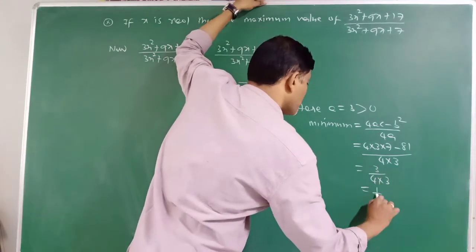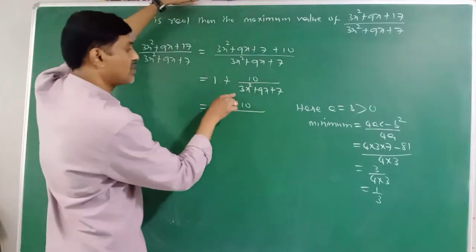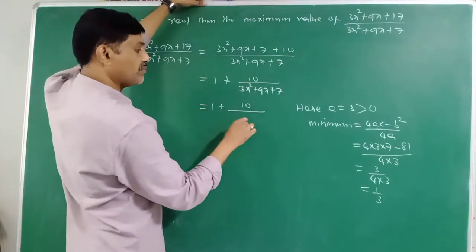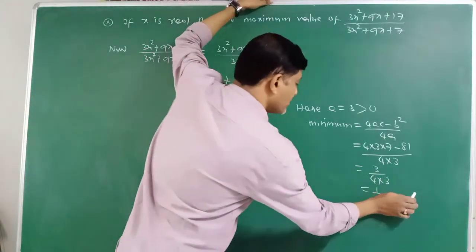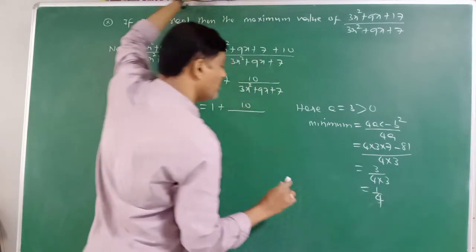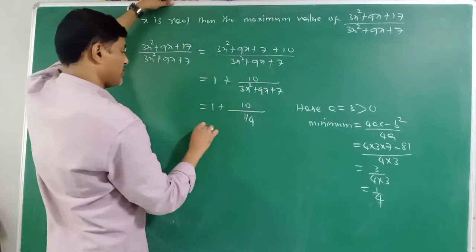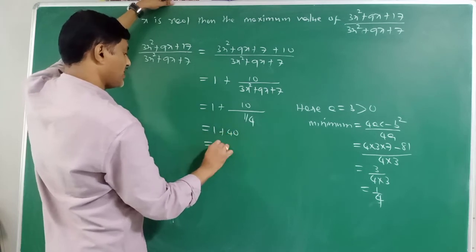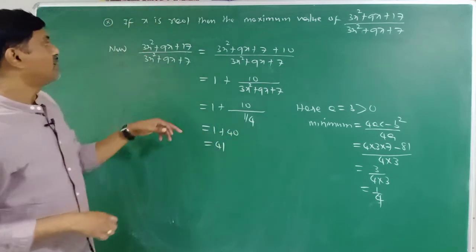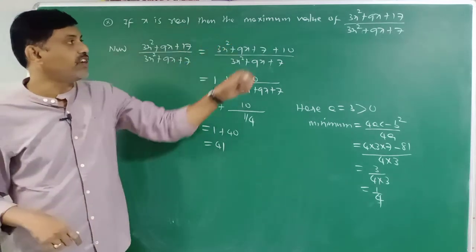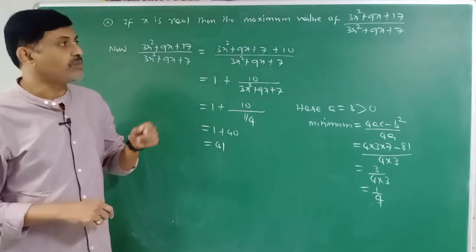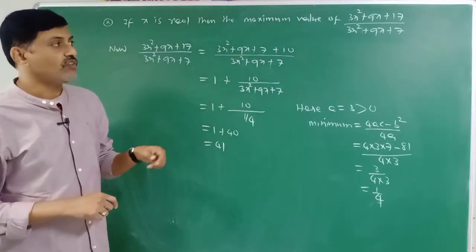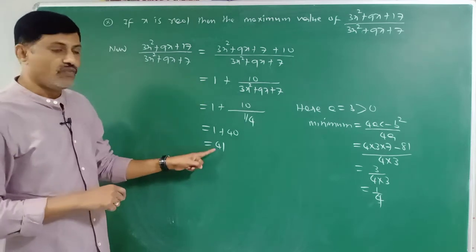Now the minimum value of this quadratic expression is, as the 3s cancel, clearly 1 by 4. Therefore 1 plus 10 into 4, that is 40, and the answer is 41. Therefore the maximum value of (3x² + 9x + 17) by (3x² + 9x + 7) is 41.